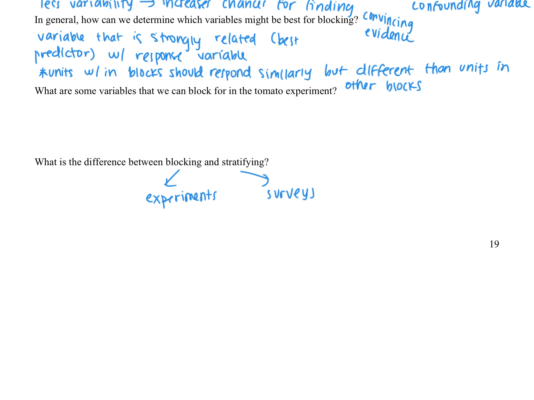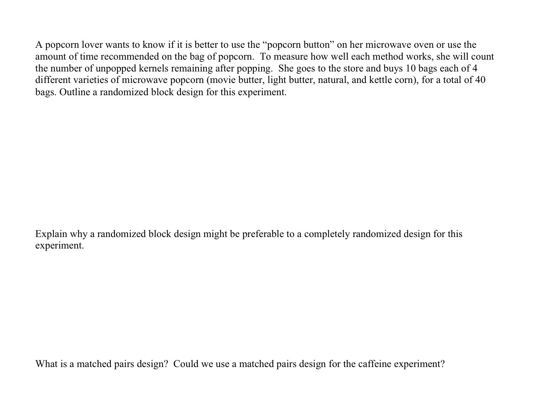Okay, so let's keep going. If we look at this next example, a popcorn lover wants to know if it is better to use the popcorn button on the microwave or use the amount of time recommended on the bag of popcorn. To measure how well each method works, she will count the number of unpopped kernels remaining after popping. She goes to the store and buys 10 bags each of 4 different varieties of microwave popcorn for a total of 40 bags. Outline a randomized block design for this experiment.